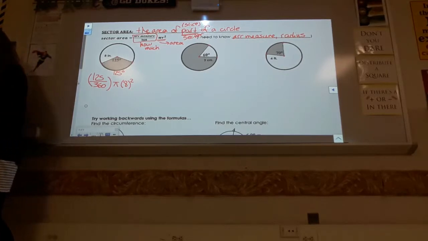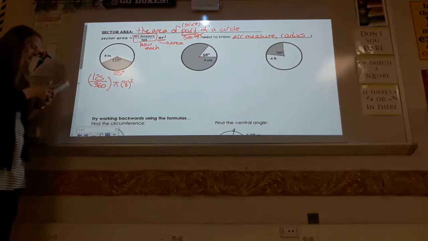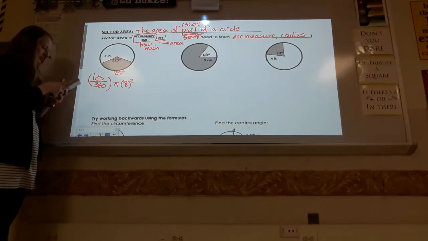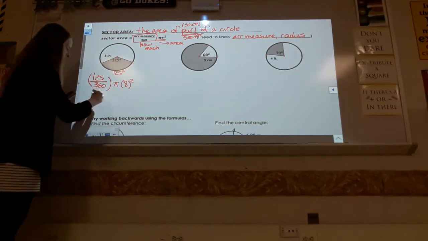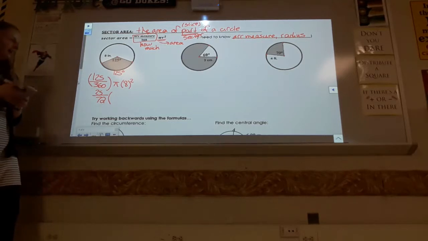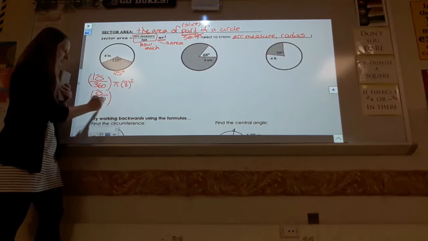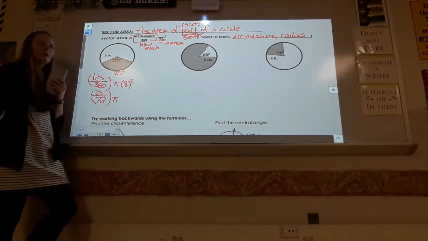And now I simplify just like we did before. I don't think 125 over 360 simplifies. No. I remember, oh yeah, it does. 5 Again, this is something I like to do. You don't have to if you just want to plug in 125 over 360, that's fine. I like to simplify the fraction, so either do that or not. It's up to you. And then pi, and then what's 8 squared?